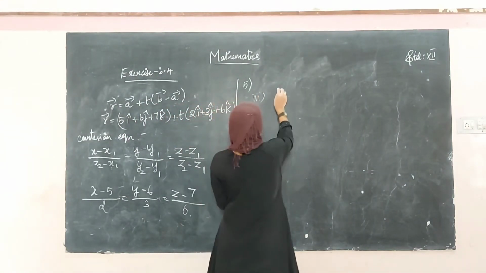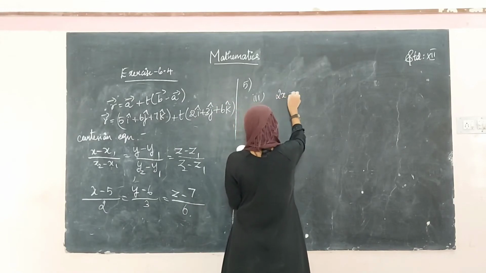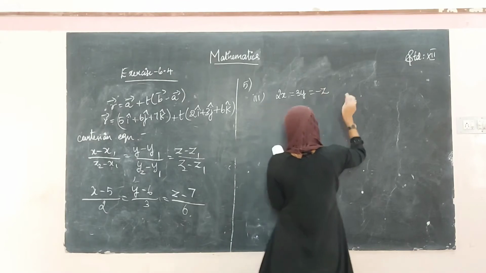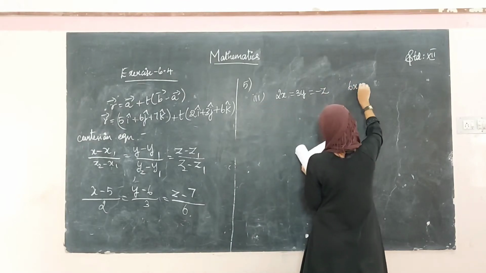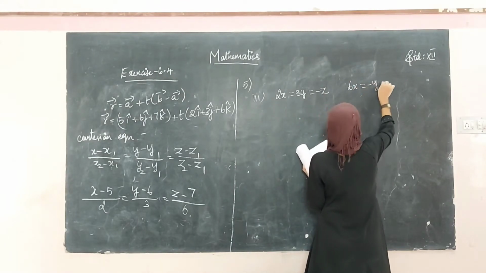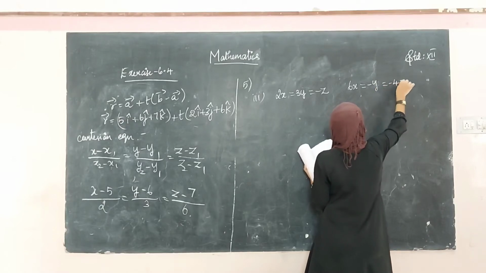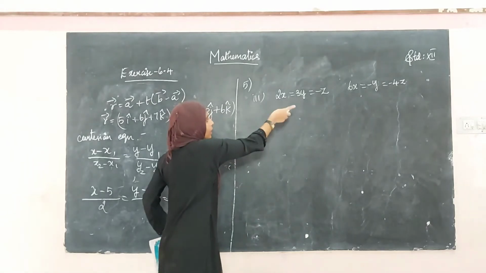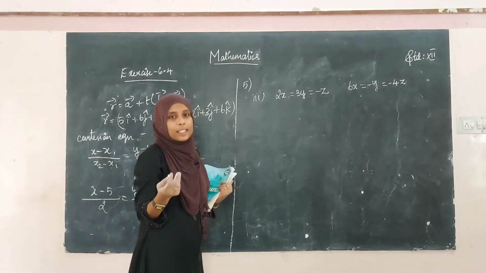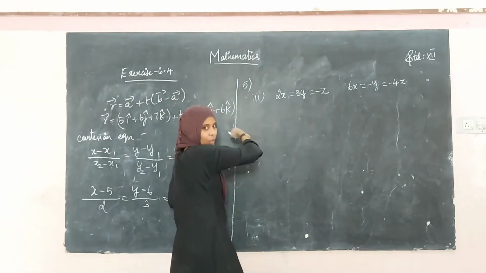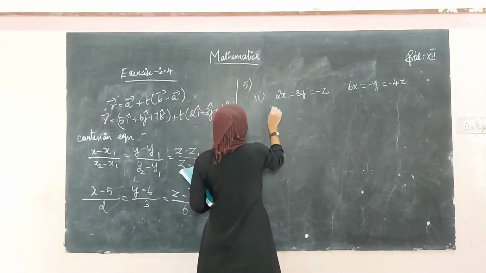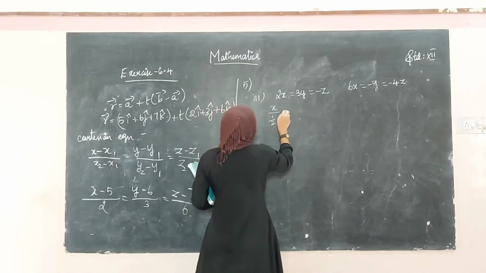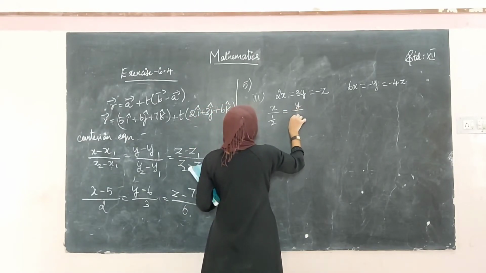So what is given here? 2x equal to 3y equal to minus z, and the other equation is 6x is equal to minus y equal to minus 4 into z. Okay, these are given in Cartesian equation form. You have to change it to the general form. So it will be x divided by 1 by 2 equal to y divided by 1 by 3.